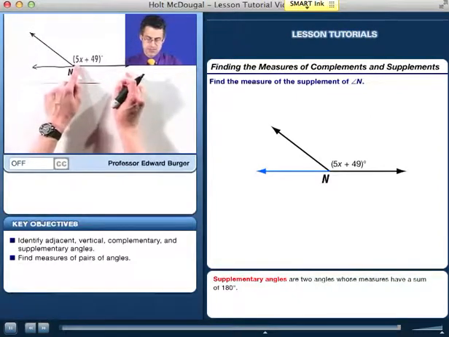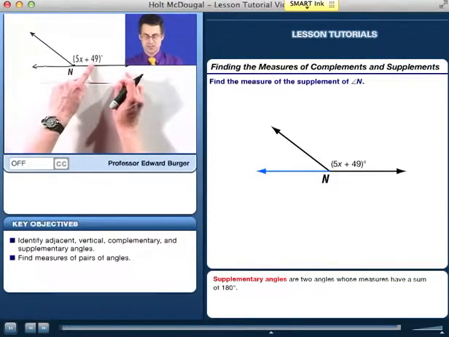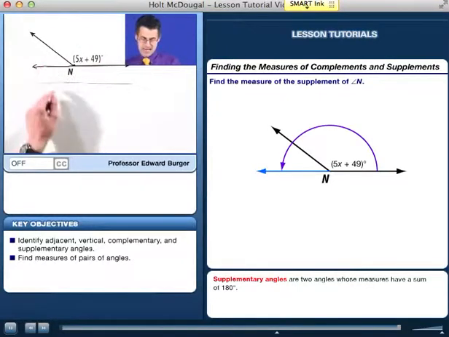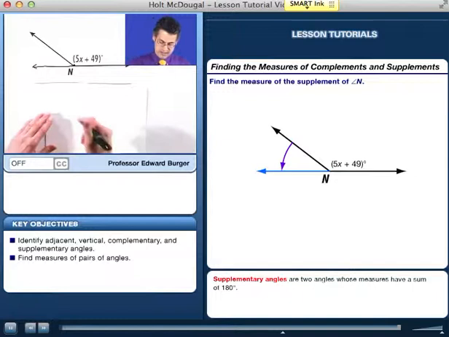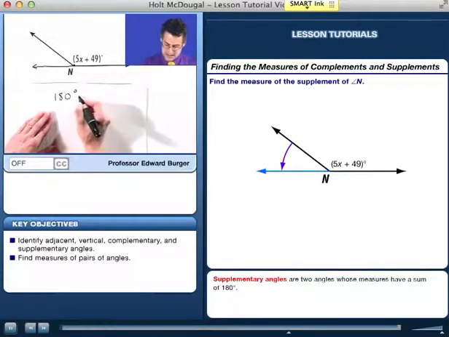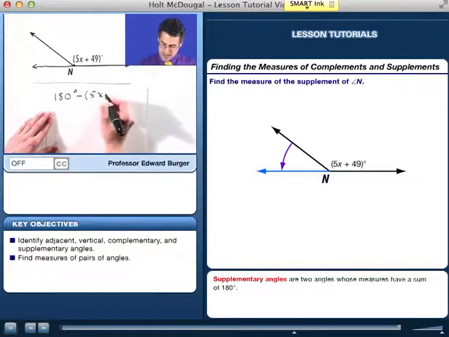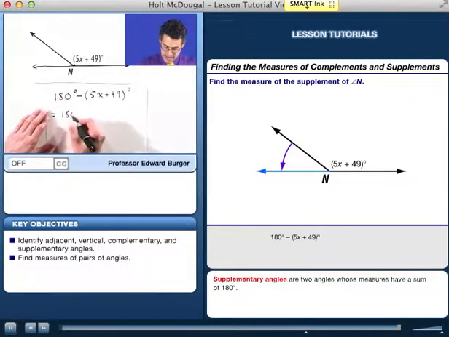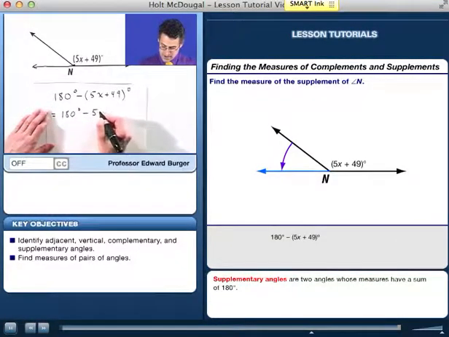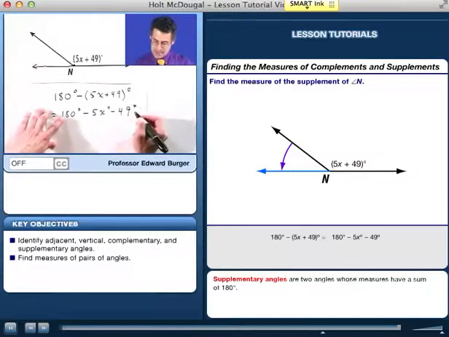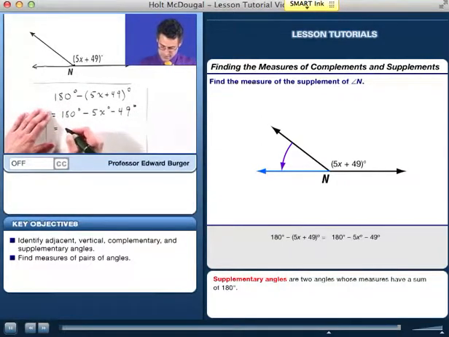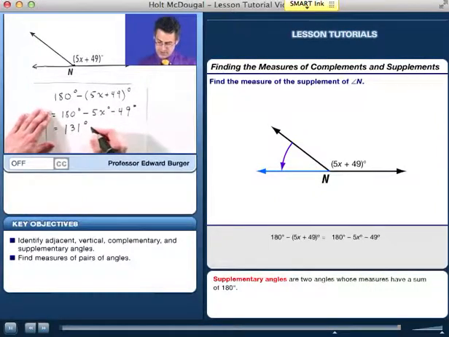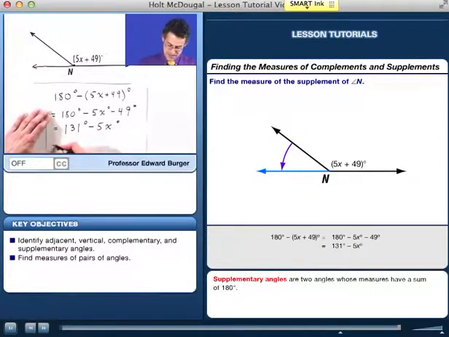If this angle has measure 5x plus 49 degrees, what I would do is take the entire sum of 180 and subtract off that measure. And so I'd see 180 degrees minus (5x plus 49) degrees. And what does that equal? Well, that would equal 180 degrees minus 5x degrees minus 49. So I have 180 minus 49, and what does that equal? 131 degrees minus 5x degrees. So the answer is 131 minus 5x degrees.